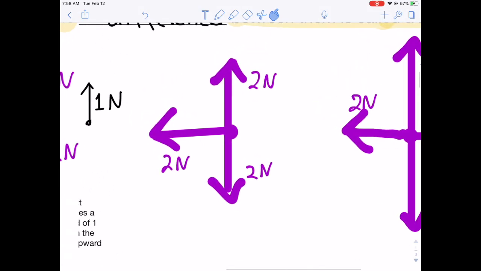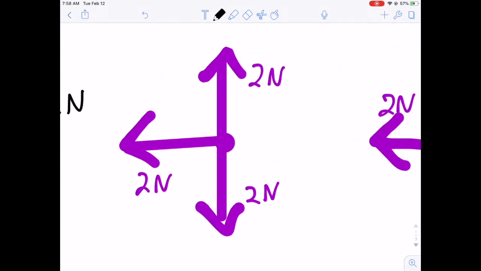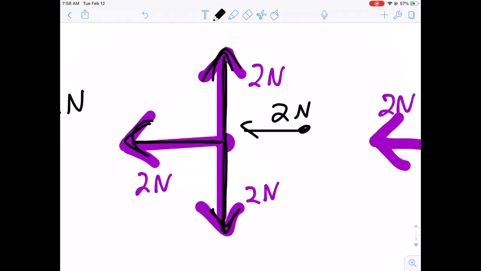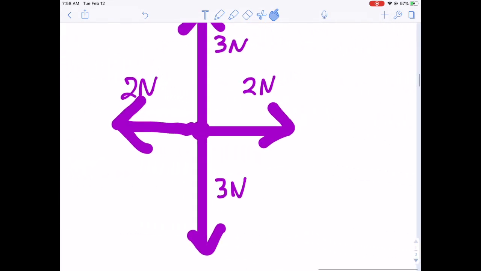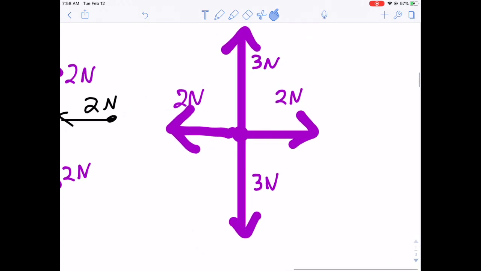Now we have this little free body diagram here. We've got 2 newtons up, 2 newtons down, and 2 newtons to the left. You're like, oh my gosh, 2 newtons, 2 newtons, 2 newtons, totally balanced. Not quite. We're balanced in this axis, the up and down, but we're unbalanced to the left. So this object has a net force of 2 newtons to the left, which is probably the negative direction. So 2 newtons in the negative direction is the net force, and that tells you how it's going to accelerate.